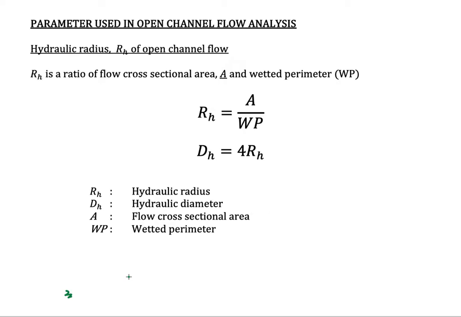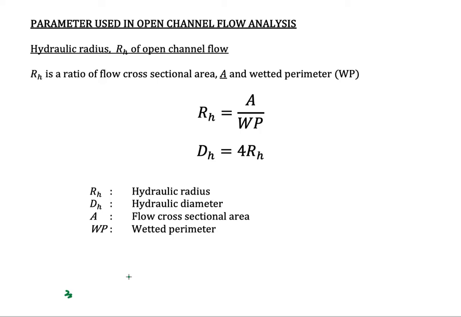Okay, now we will discuss the parameters used in open channel flow analysis. As you know, the cross-section of an open channel is not always circular. Sometimes it can be rectangular, sometimes trapezium, sometimes triangular, and sometimes an unpredictable shape. For example, in a river analysis, the cross-section is unpredictable because it has a natural shape and so on.